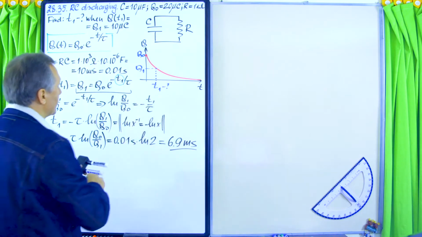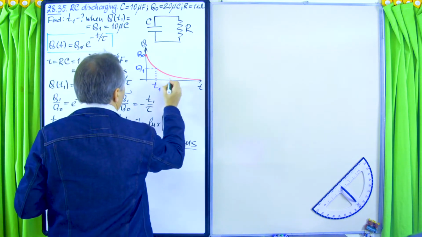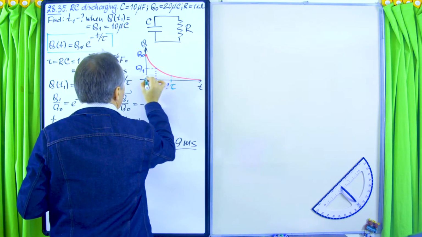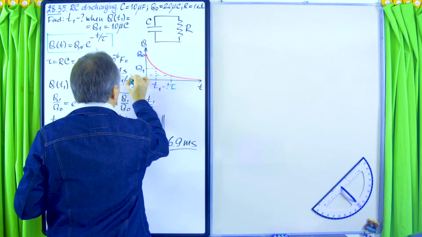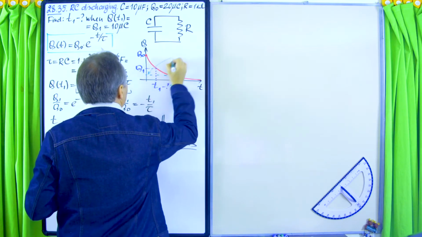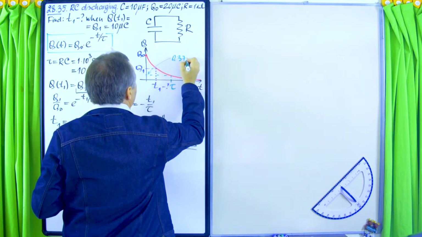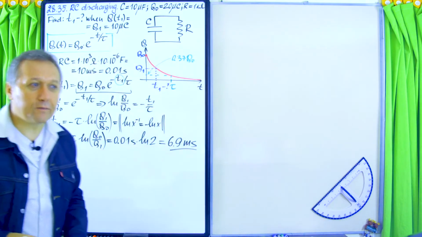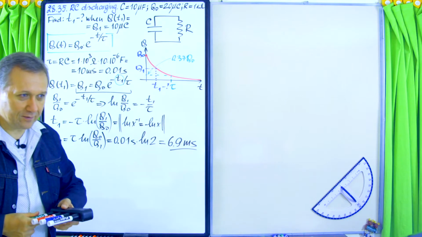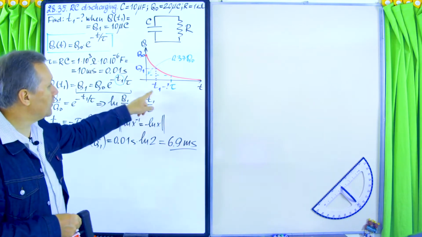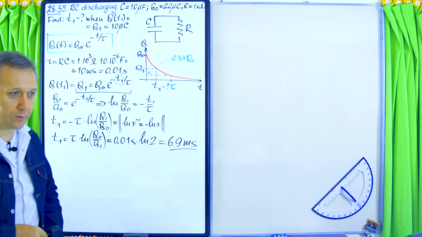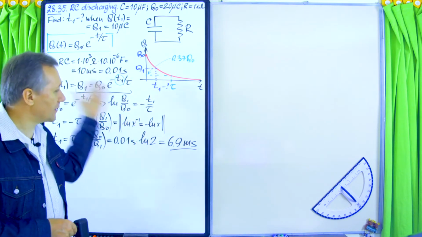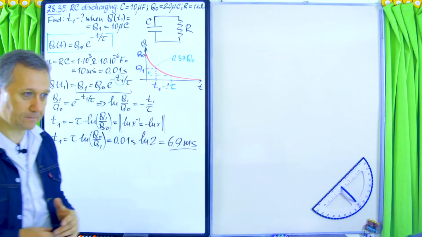So the time constant will be somewhere here. Let me mark tau, and this will be 0.37 of Q naught. But Q1 is 0.5 Q naught, right? So of course it makes sense that T1 must be smaller than tau. Yes, it makes sense: 10 milliseconds for tau, and here 6.9 milliseconds.